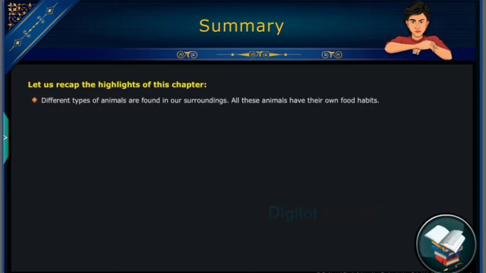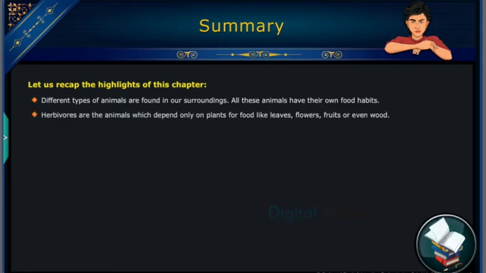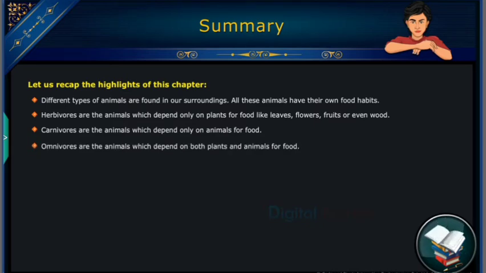Summary. Let us recap the highlights of this chapter. Different types of animals are found in our surroundings. All these animals have their own food habits. Herbivores are the animals which depend only on plants for food like leaves, flowers, fruits, or even wood. Carnivores are the animals which depend only on animals for food. Omnivores are the animals which depend on both plants and animals for food.